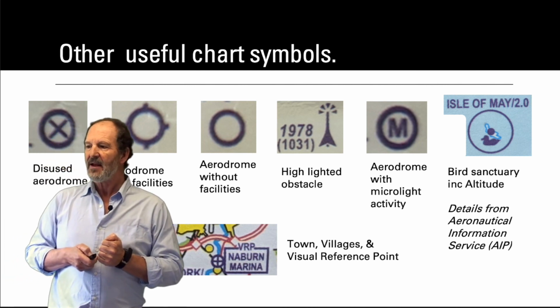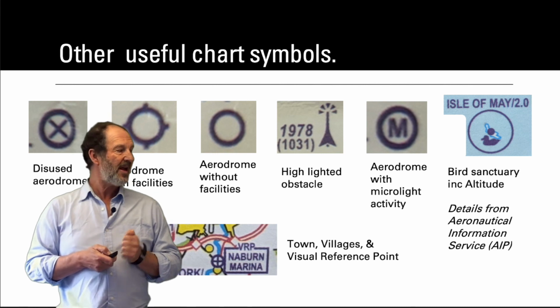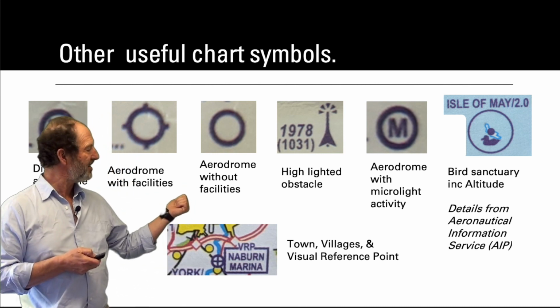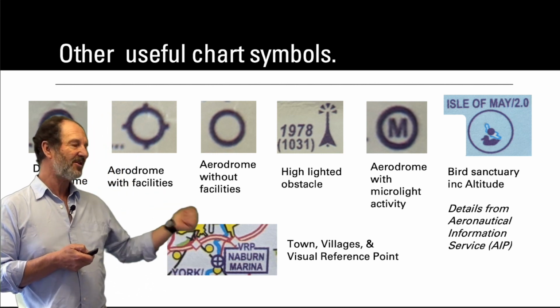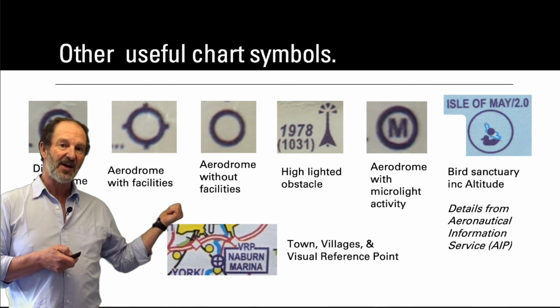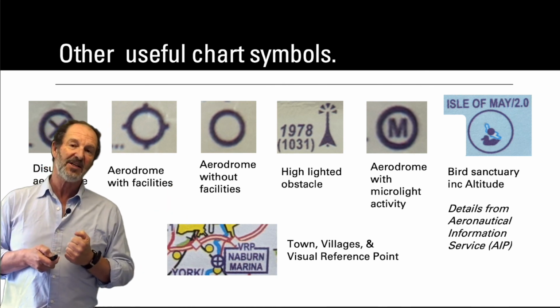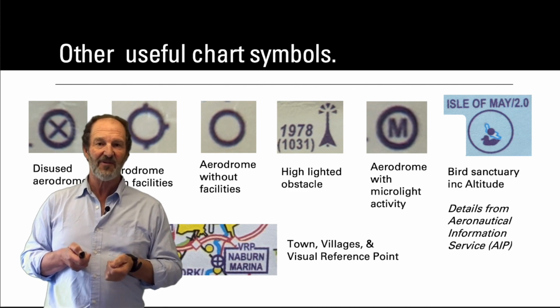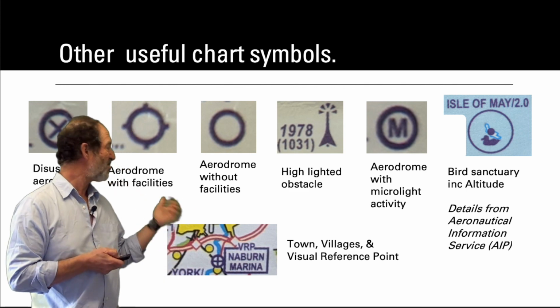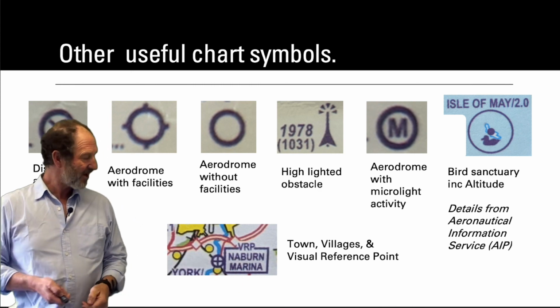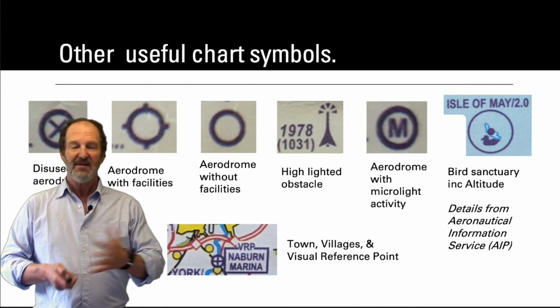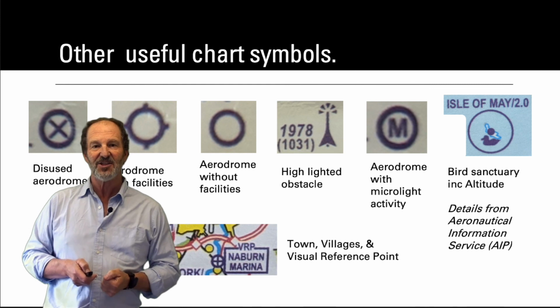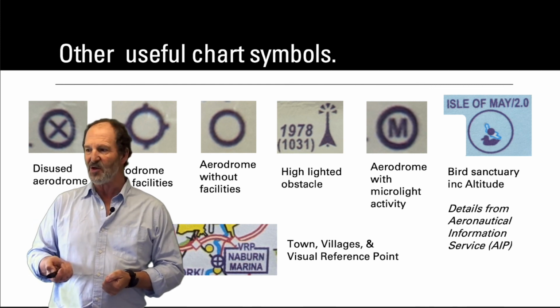Okay, right, this one here, this is slightly different to the disused. This is a vertical plus sign inside a little circle. That just designates a VRP, or visual reference point, that it's very easy to identify from the air. So this particular one is a marina, so obviously a big cutout next to the river with lots of boats in. Typically they're motorway service stations, things like that. Humber Bridge is a good one near me.